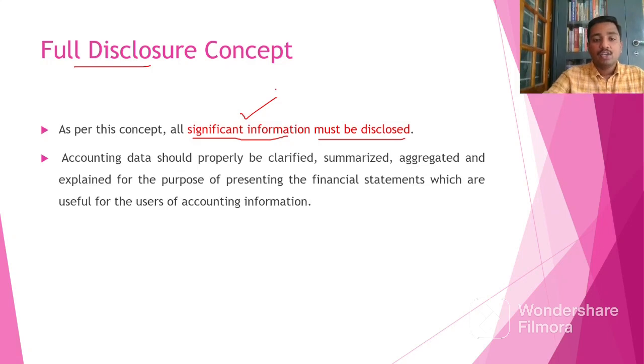So the accounting data should properly be clarified, summarized, aggregated and explained for the purpose of presenting these things into the financial statements, because we know financial statements are used by many persons, and that should give a clear-cut clarity about all the items presented in the financial statements. That is why the significant information should not be avoided. It should be fully disclosed into the books of accounts, and that compulsory decision to be taken by the accountant is being ensured by the full disclosure concept or full disclosure principle.